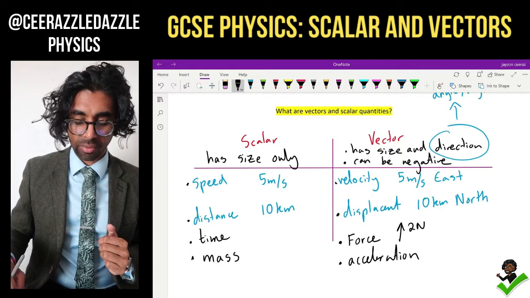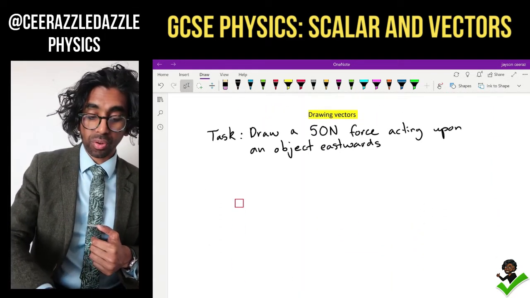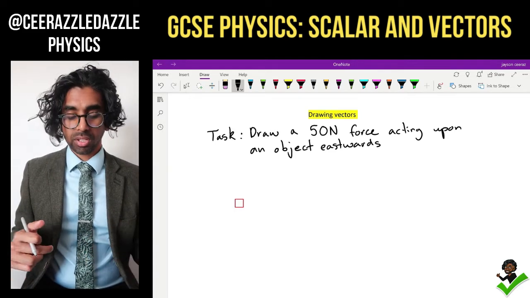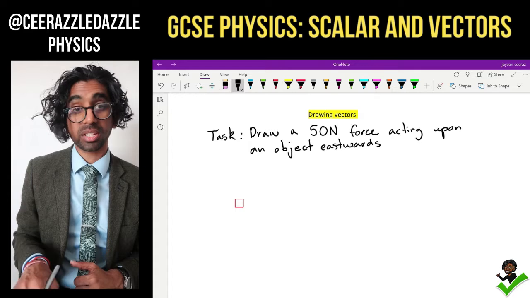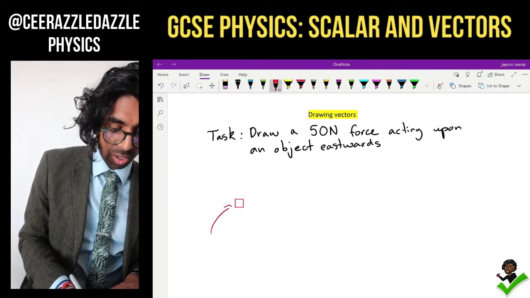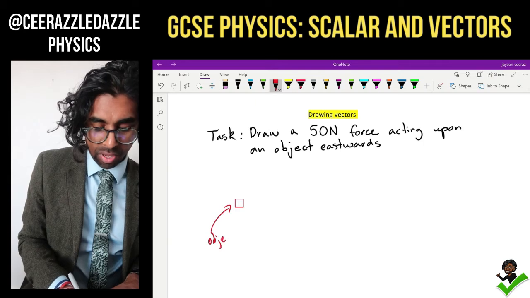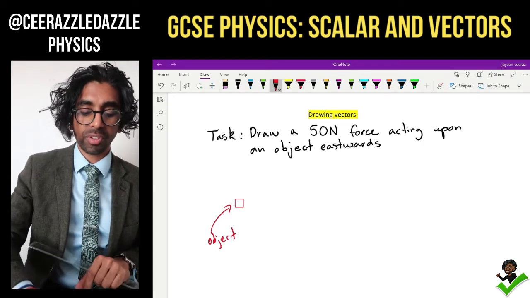Right, scrolling down. Let's say you're asked to draw some vector quantities. The task is to draw a 50 Newton force acting upon an object eastwards. Here is my object. And we are asked to draw a force acting upon the object of 50 newtons.